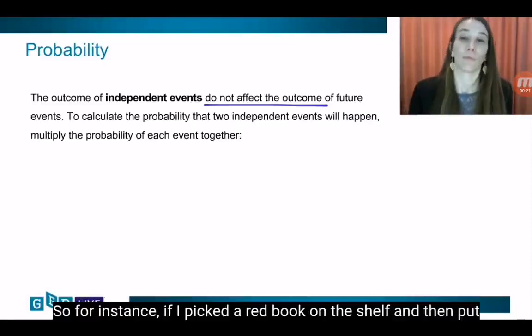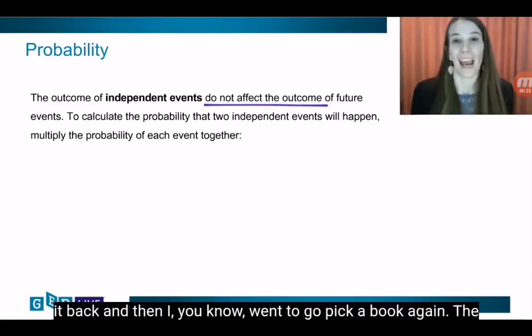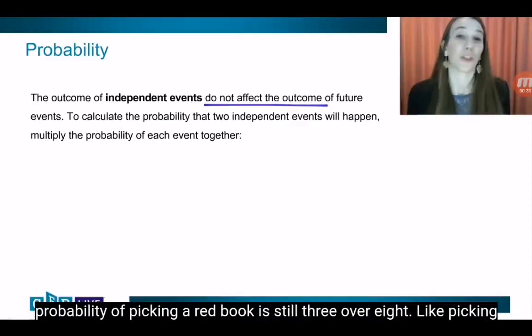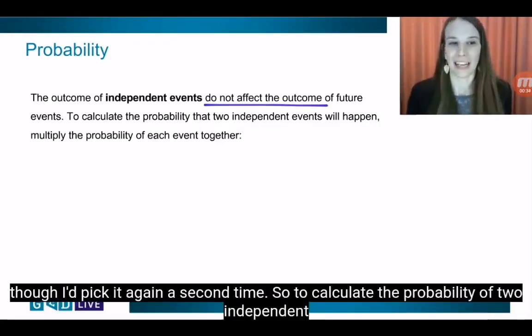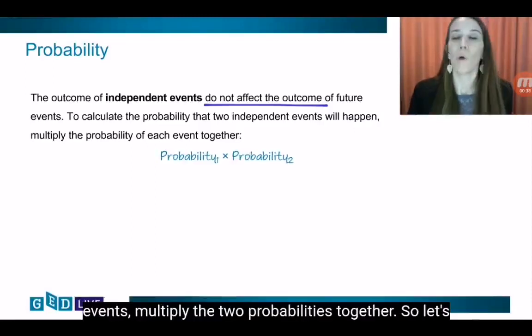So for instance, if I picked a red book on the shelf and then put it back, and then I went to go pick a book again, the probability of picking a red book is still 3/8. Picking the red book the first time didn't change the likelihood in any way that I'd pick it again the second time. So to calculate the probability of two independent events, multiply the two probabilities together.